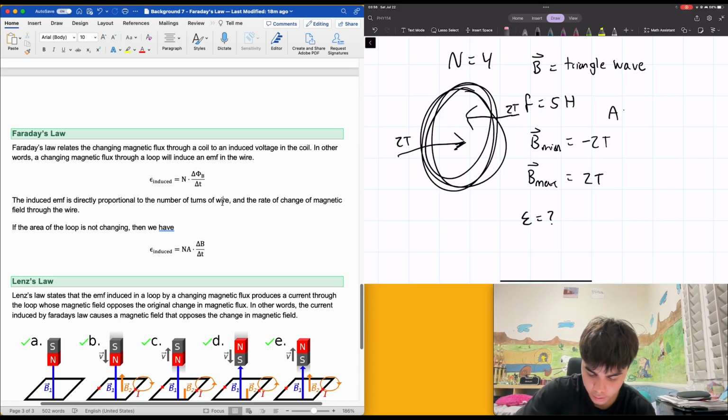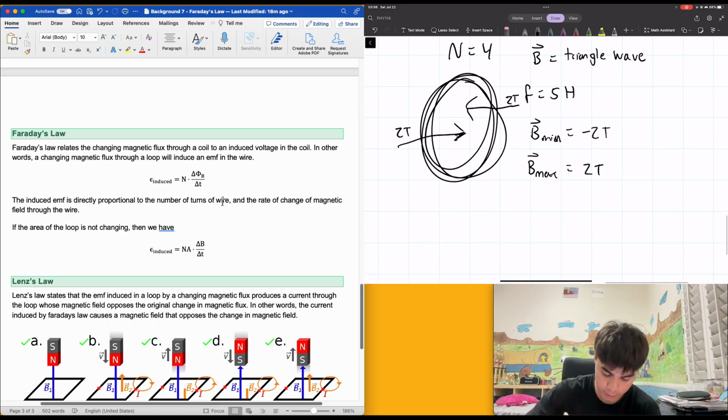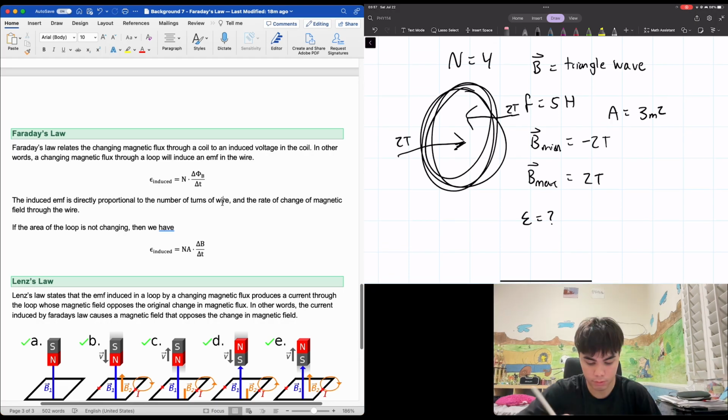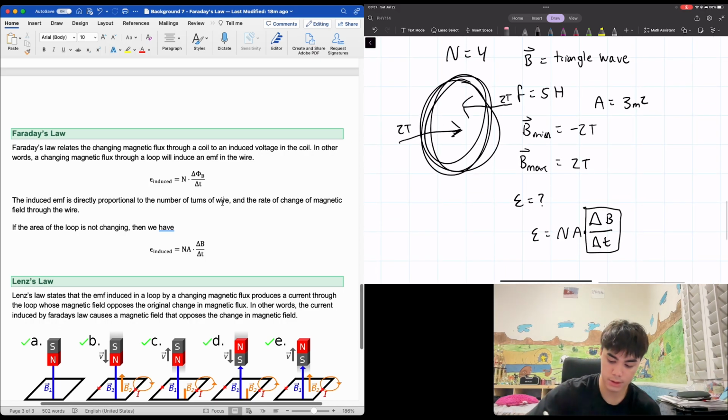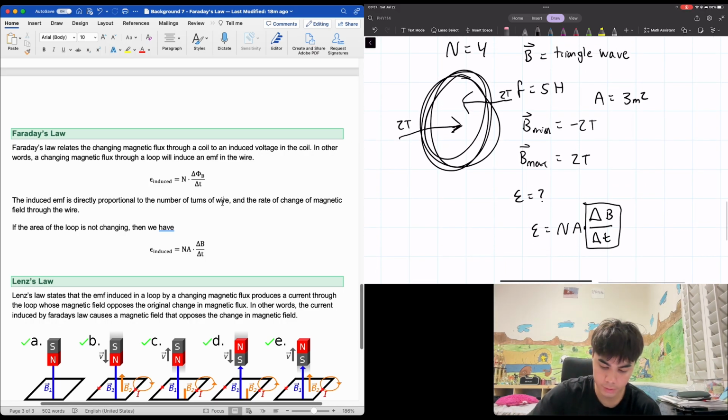The area of the coil is 3 meters squared. We wish to find the induced EMF within the coil. To do this, we will have to use this equation: induced EMF is N A times delta B over delta T. So we have the number of turns and we have the area, right? Number of turns is 4, area is 3. But we are missing the change in magnetic field over the change in time.